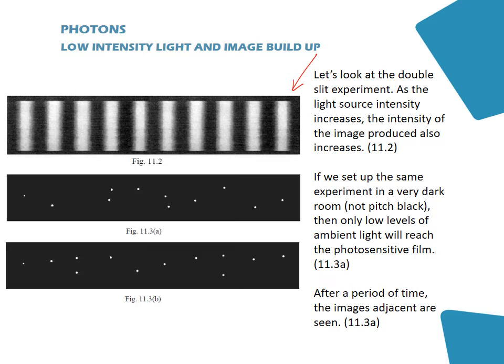The interesting thing to note is if we set up the very same experiment in a dark room and only let really low levels of light travel through the double slit, what starts to happen is we get a buildup of dots happening on the screen, and you can see those in the two images below.